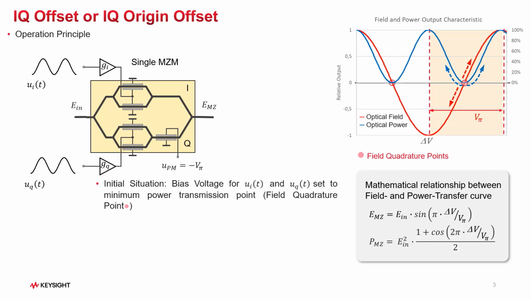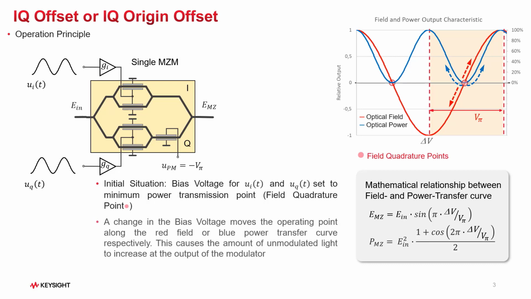Ideally, the bias voltages are set to the minimum power transmission point in the middle of the linear range of the field transfer curve, called the field quadrature point, red circle, or at minimum power on the blue curve. At this operating point, most of the light is modulated by the RF signal applied to the I and Q modulator childs. The amount of unmodulated light is at a minimum.